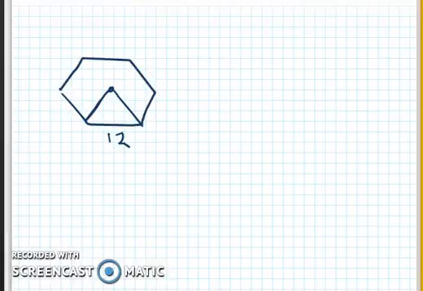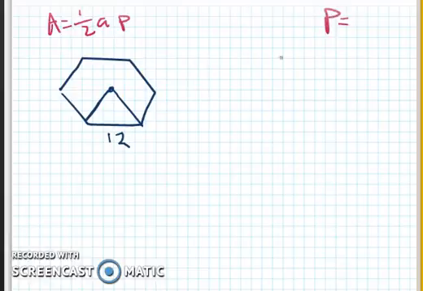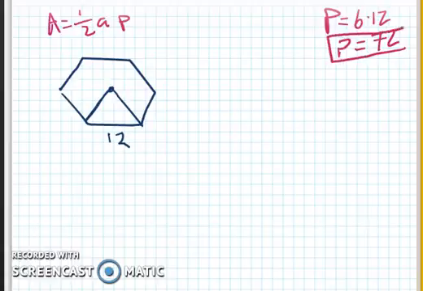Alright, now we have what's called a hexagon. We want to find the area equals 1/2 a times p. Well, perimeter should be pretty easy. Perimeter should just be 6 sides times 12. 6 times 12, which perimeter is going to then equal, I think that's 72, right? Yeah. Double check on your calculator, you can never be too sure.